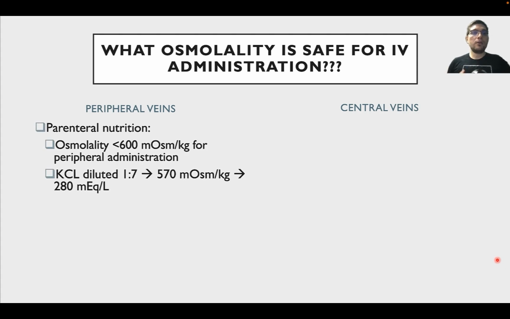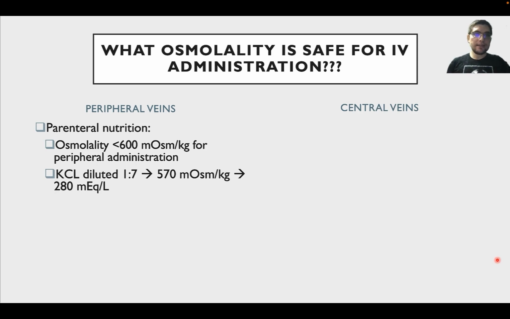In general, when you read textbooks on parenteral nutrition, they always recommend not to exceed an osmolality of 600 mOsm per kilogram for peripheral administration. So you have to dilute your solution to an osmolality of less than 600 in order to make it safer. Otherwise, this high osmolality may cause thrombophlebitis, or inflammation of the vein due to irritation.